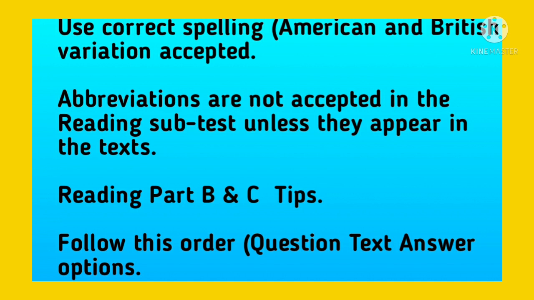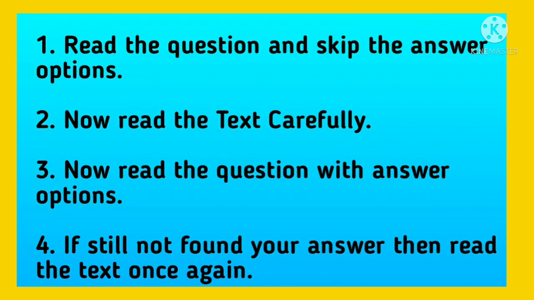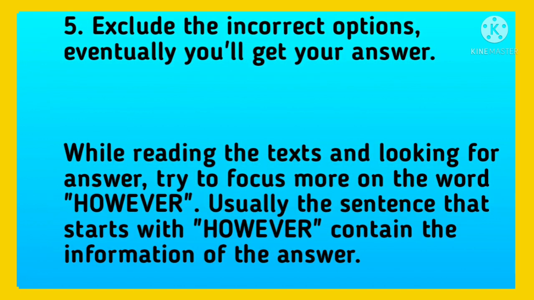Reading Part B and C tips. Follow this order: question, text, answer, options. 1. Read the question and skip the answer options. 2. Now read the text carefully. 3. Now read the question with answer options. 4. If you still have not found your answer, then read the text once again. 5. Exclude the incorrect options. Eventually you'll get your answer.